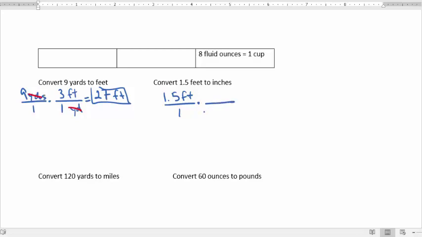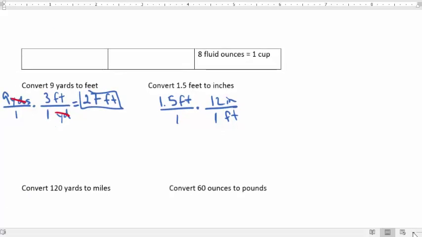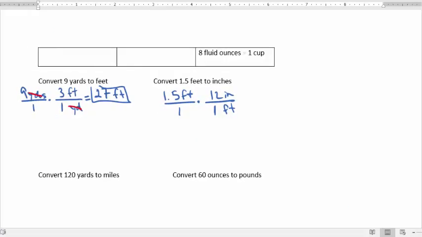And you're going to multiply this by the conversion factor, which involves 12 inches and 1 foot. But we want feet to cancel, so we're going to put the foot on the bottom. So that's 1 foot on the bottom and 12 inches on the top. And now when we do this, what will happen is feet will cancel, and we'll have 1.5 times 12 in the numerator, and 12 times 1.5 is going to be 18 inches. So 1.5 feet is 18 inches.